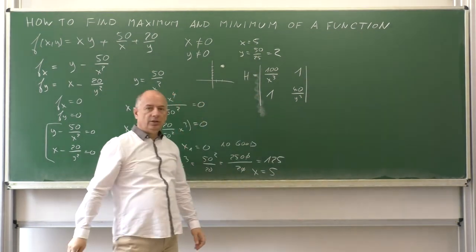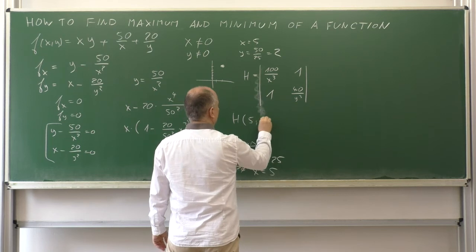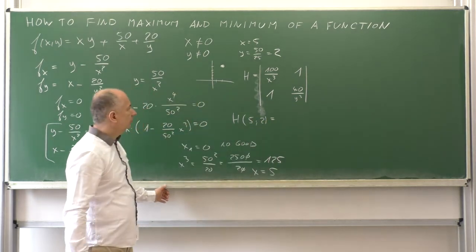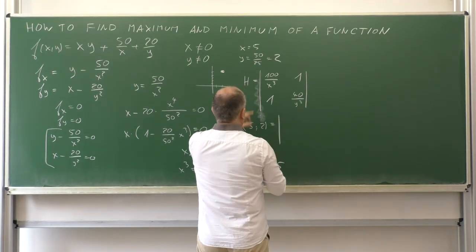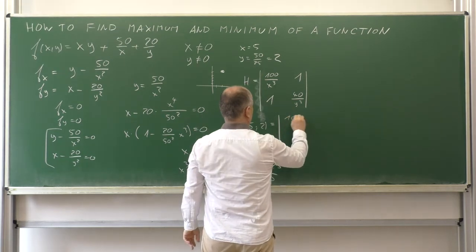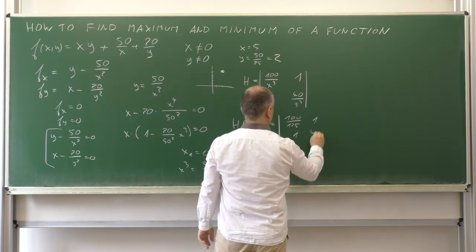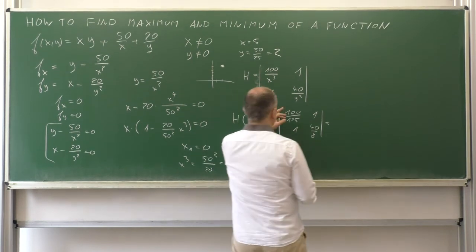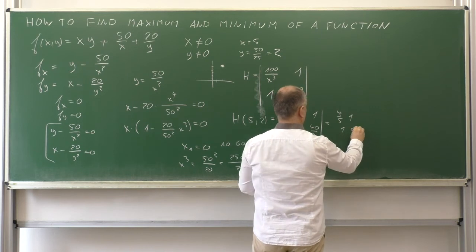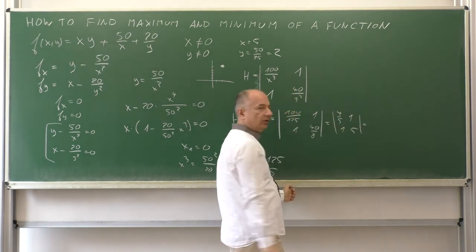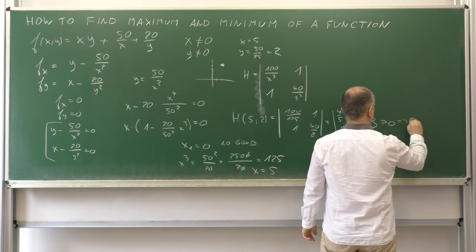This is the Hessian at the general point (x, y), and the Hessian at the stationary point (5, 2) is 100 divided by 125, 1, 1, 40 divided by 8, which is 4/5, 1, 1, 5, whose determinant is 4 minus 1, which is 3. This is positive. That means we have some extremum.